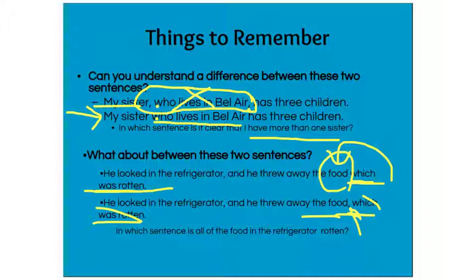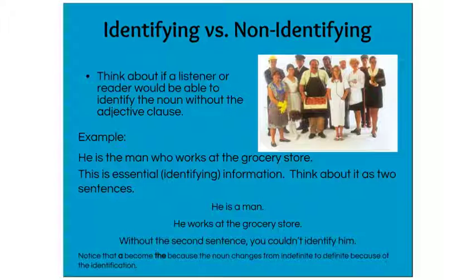Okay, so now you have a little more information about adjective and identifying versus non-identifying. So you just have to think about if a listener or a reader would be able to identify the noun without the adjective clause. He is the man who works at the grocery store. Who works at the grocery store? There's no comma. We need this information to know which man we're talking about. Okay, that's a good beginning on adjective clauses. We'll get some more practice in the next part.